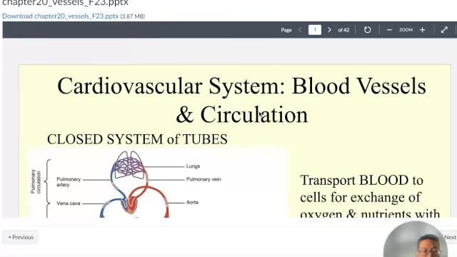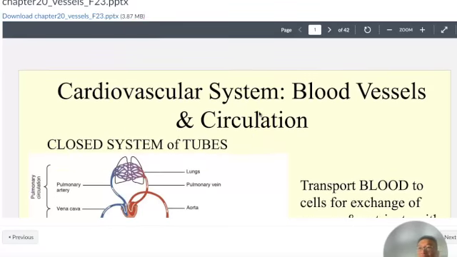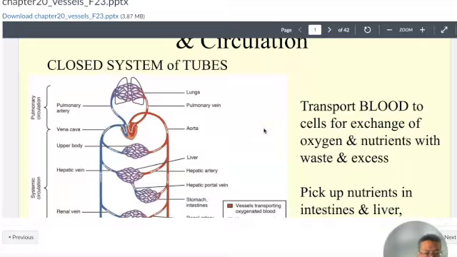Hello everyone. Last time we did the heart, the circulatory system. Today we're going to learn about the blood vessel that the blood actually travels in. Let me go into a little bit more detail. So remember, we illustrate the oxygenated blood in red and the deoxygenated blood in blue.